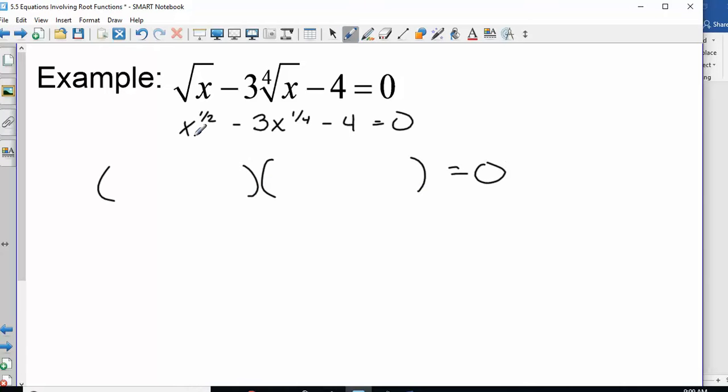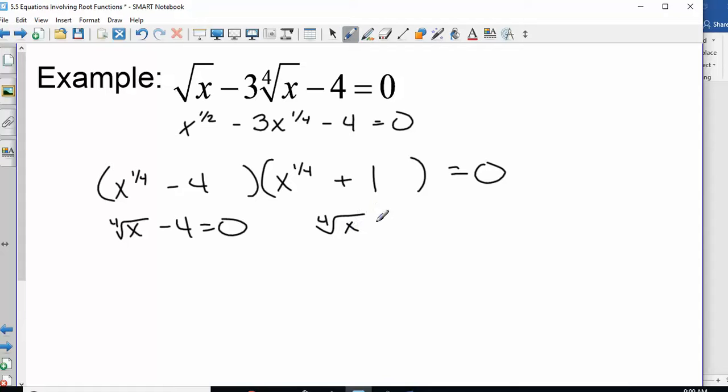Okay, x to the 1/2, half of that is 1/4. Multiply negative 4, add to negative 3. Okay, so set those equal to 0. If you prefer, you can write it as a radical, whatever you like. The fourth root of x equals 4.